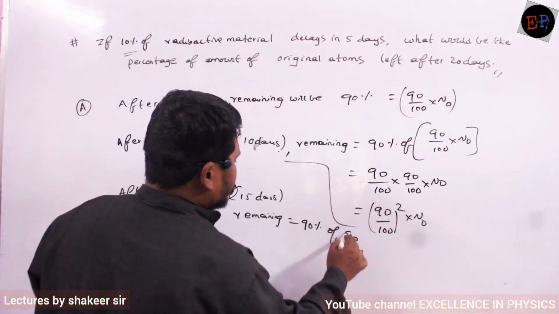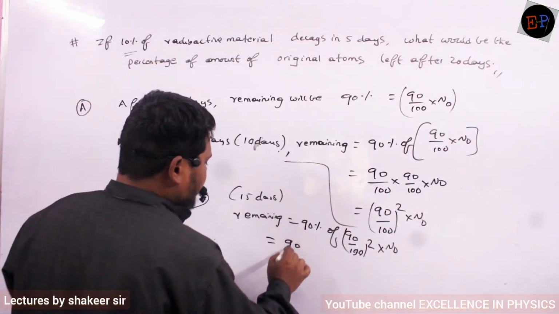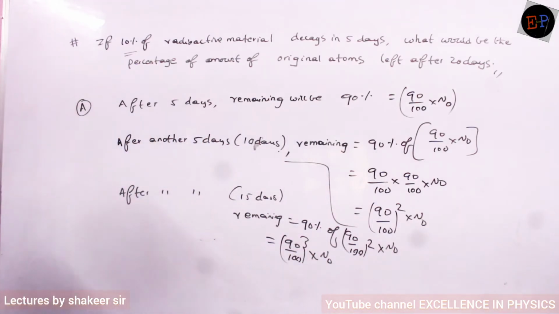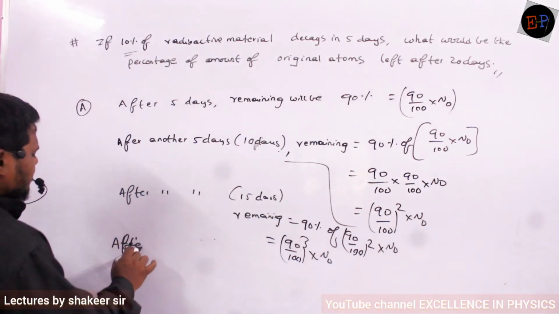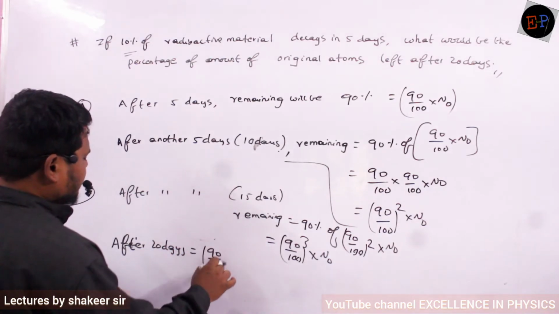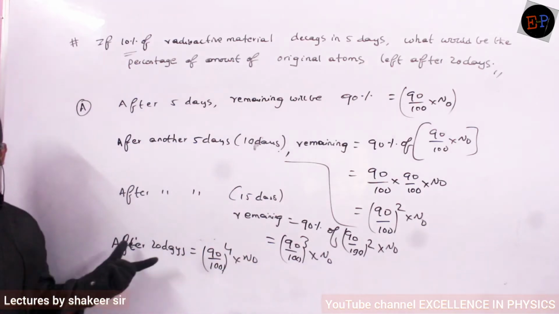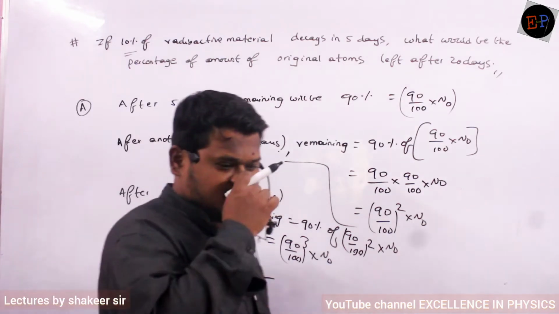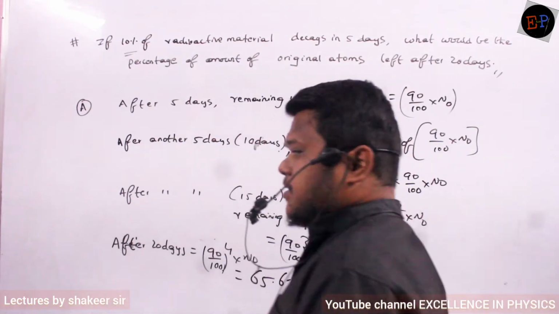90 by 100 whole square multiplied by n naught. Can I write it as 90 by 100 whole cube multiplied by n naught? So finally after 20 days, that means after another 5 days, definitely it should be 90 by 100 power 4 multiplied by n naught. So this will be the remaining atoms. If you do this calculation, it is approximately 65.6%. That is my answer.